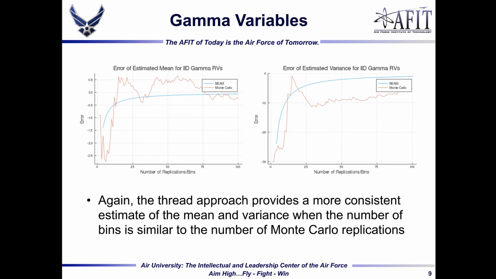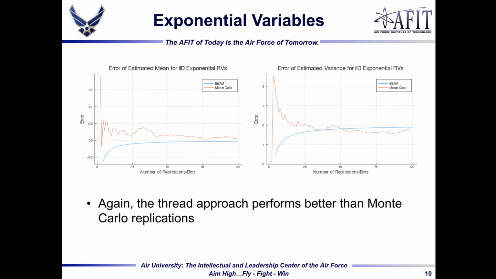And here are the results for the gamma random variables. You can see that the Monte Carlo mean estimation struggles at the beginning and has a much more jagged approach. Also here with gamma random variables, since it's not a symmetric distribution, in terms of the mean estimate, you also have some error there with small numbers of bins that again rapidly approaches zero error as your number of bins grow. And similarly for exponential random variables.